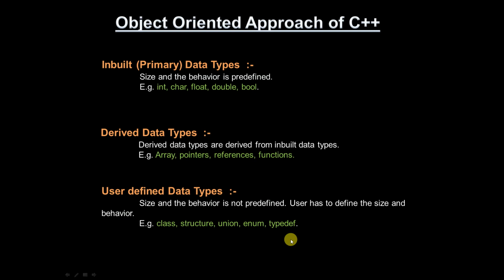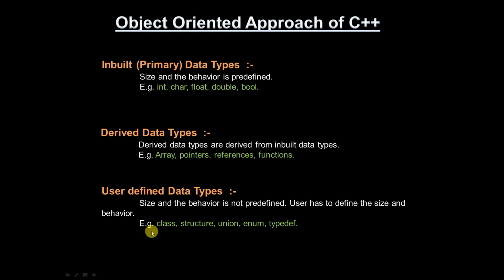Examples are class, structure, union, enum, typedef. What is the size of a class, or the size of a structure, or what is the behavior of this class or this structure? All these things will be defined by the user. It won't come with the language. That's why they are user defined data types. The user is defining these data types, whereas those are inbuilt data types.